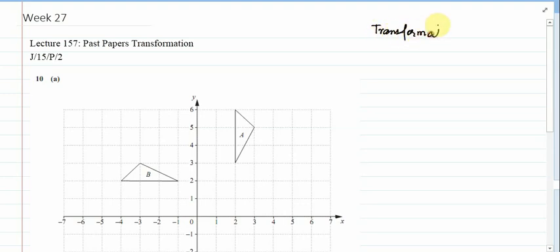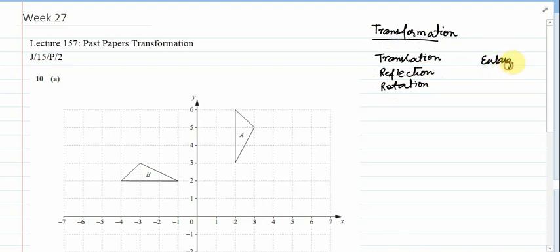So in that topic we had discussed mainly 4 transformations: translation, reflection, rotation, and the last one is enlargement.